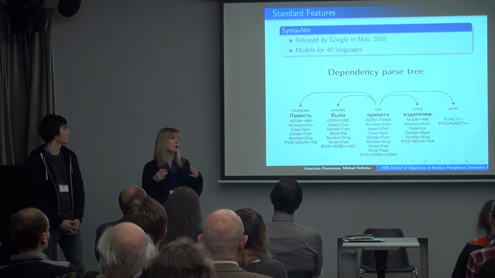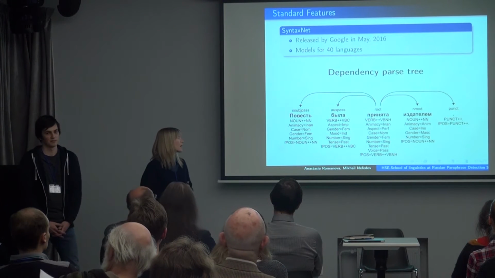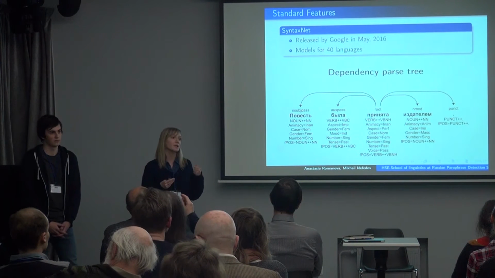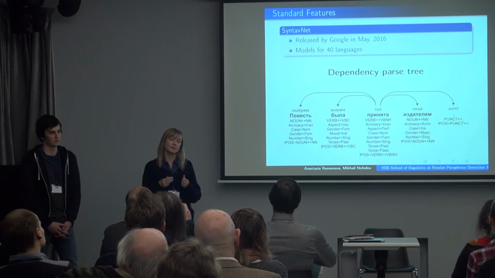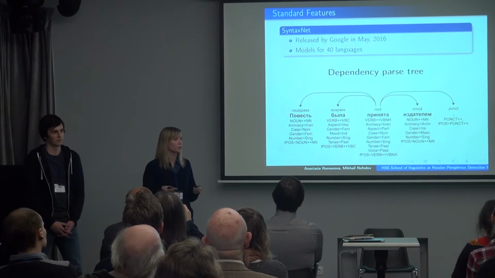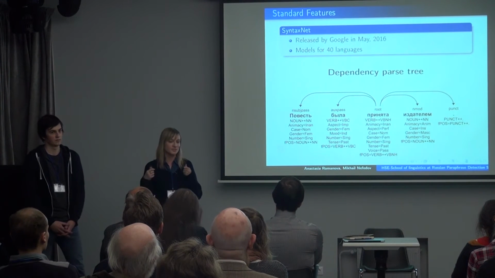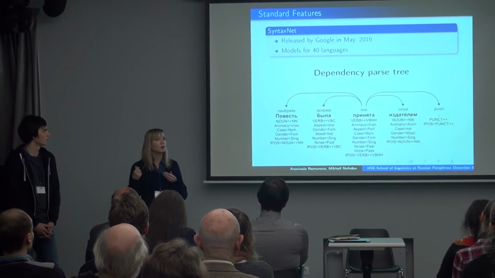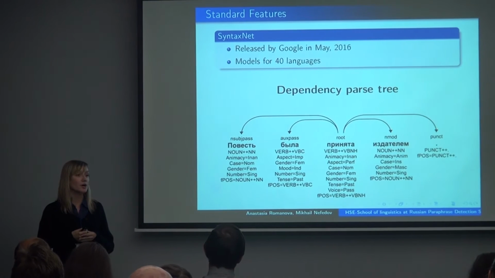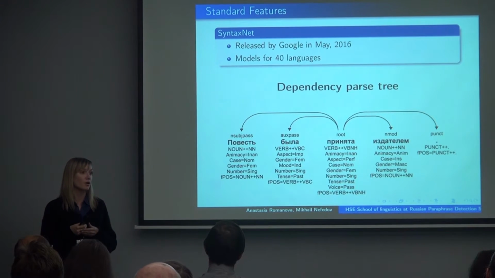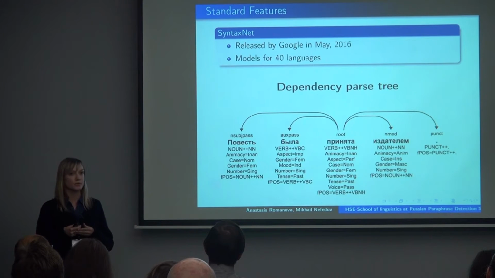Then we decided to go deeper and to test something new. As you probably know, Google has recently released SyntaxNet. This is an open source neural network framework that provides a very strong foundation for natural language understanding. It provides the code for training our own models on our own data. And Google has also released pre-trained models for 40 languages, including Russian.